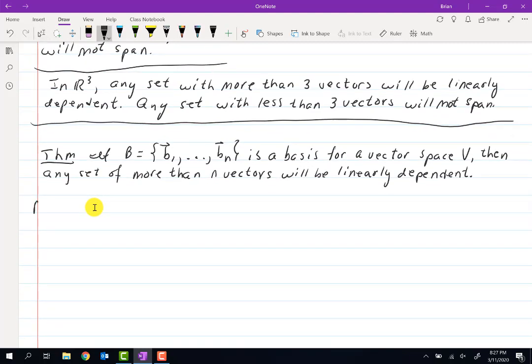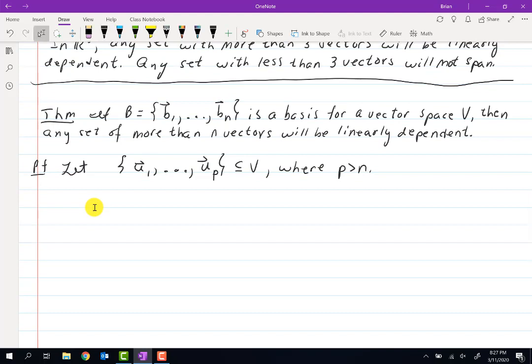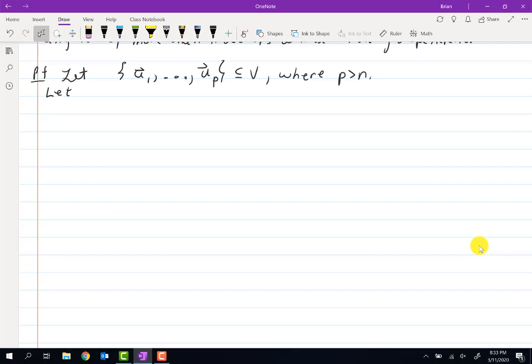Proof. Let U1 up to U sub P be a subset of V where specifically the number P is greater than n. Alright, what I'm going to do then is write each of the U vectors in terms of the B vectors.